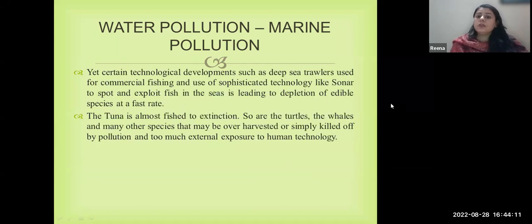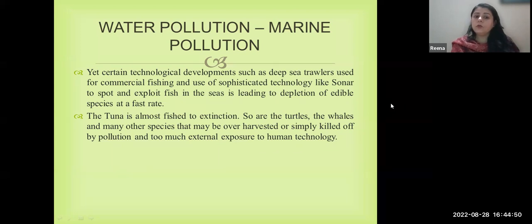Yet certain technological developments, such as deep sea trawlers and sonar to spot and exploit fish in the seas, are again causing depletion of edible species at a faster rate, because these technologies help you to identify and get into the breeding nest of these species of fish which are edible. And there is a massive exploitation of these fish species. So they are not able to revive themselves at the rate at which they are being exploited. So that is again a major cause of depletion of these species.